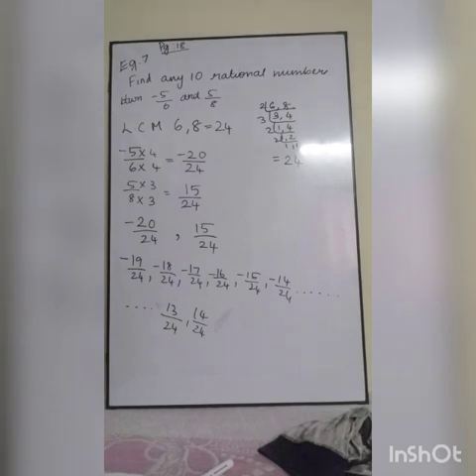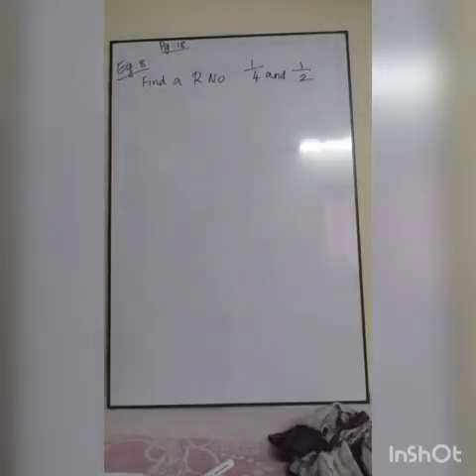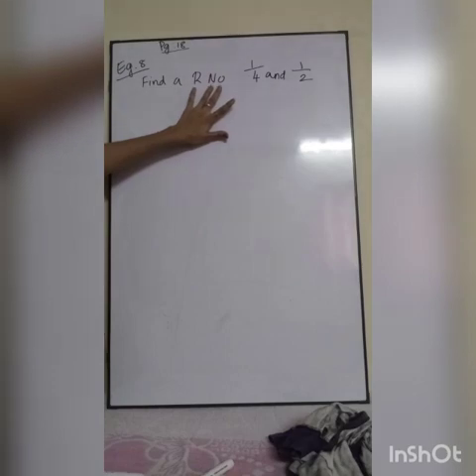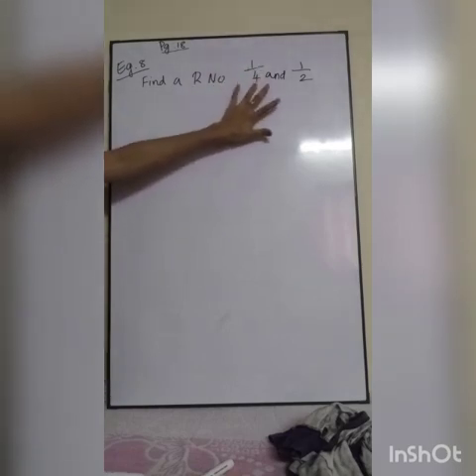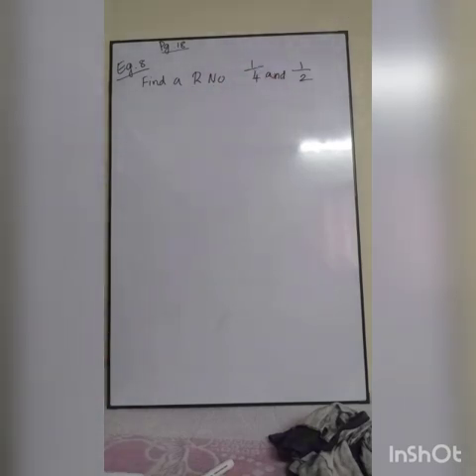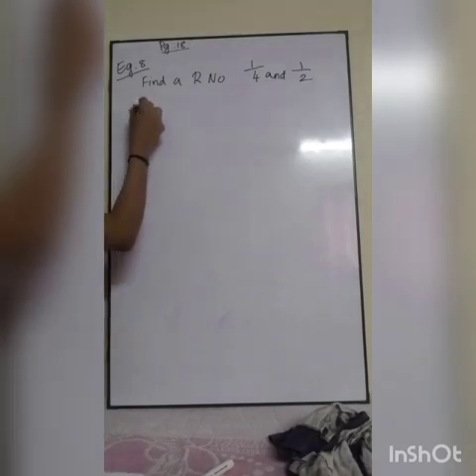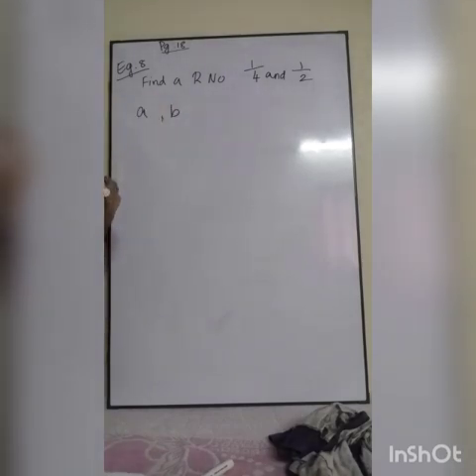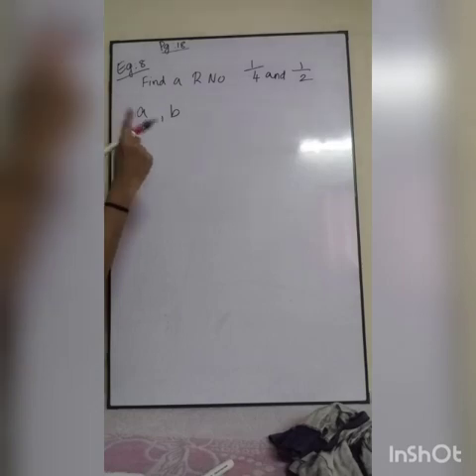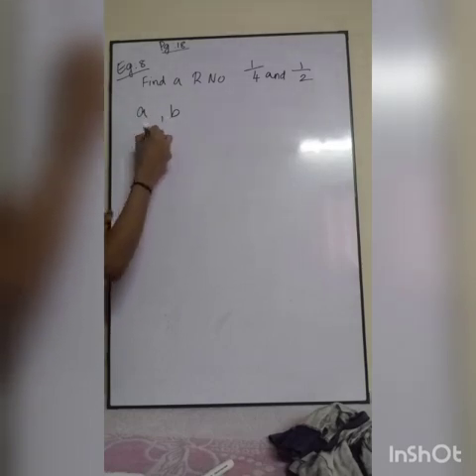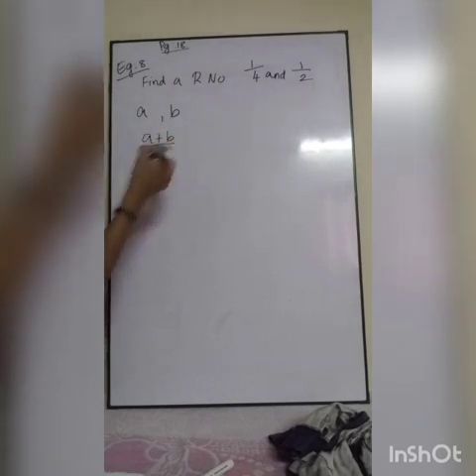Okay, children? Next is your example 8. Find a rational number between 1 by 4 and 1 by 2. They have asked you to find only a rational number. Only a rational number means just one rational number. If you find that, it's enough. So in those cases there is a formula. Okay, if A and B are two rational numbers, and you want to find a rational number between these two, (A plus B) by 2 is the formula.